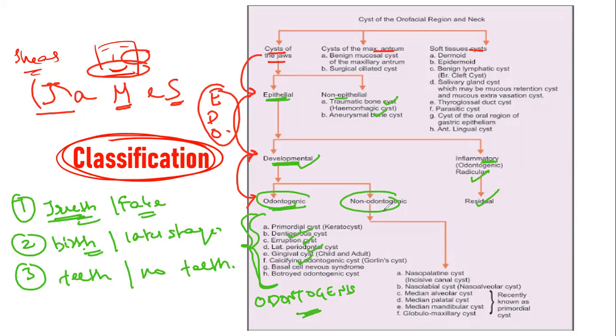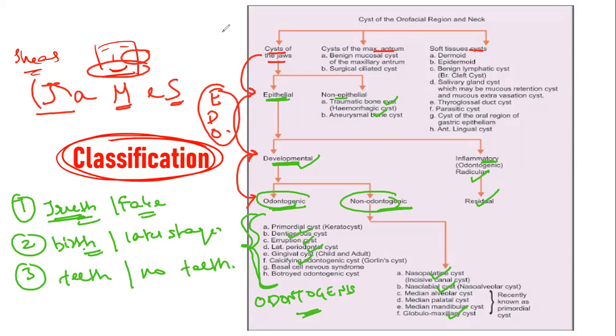Okay, and these cysts that do not arise out of structures that form the tooth are non-odontogenic. So these are easy to remember, right? These are not tooth-related areas. These are the nasopalatine cyst, the nasolabial cyst, and the globulomaxillary cyst.